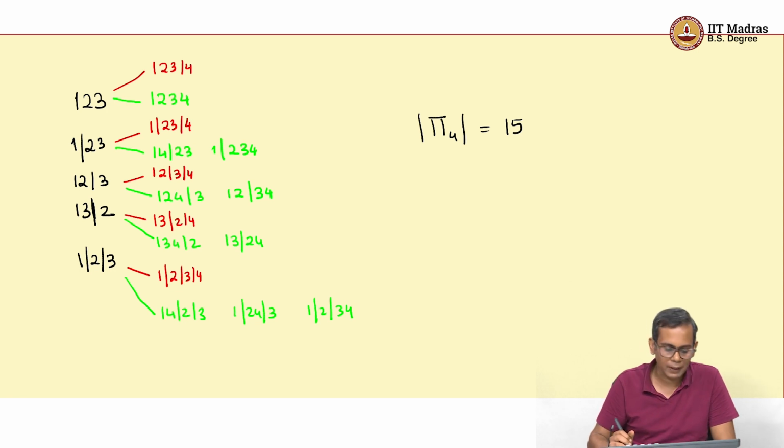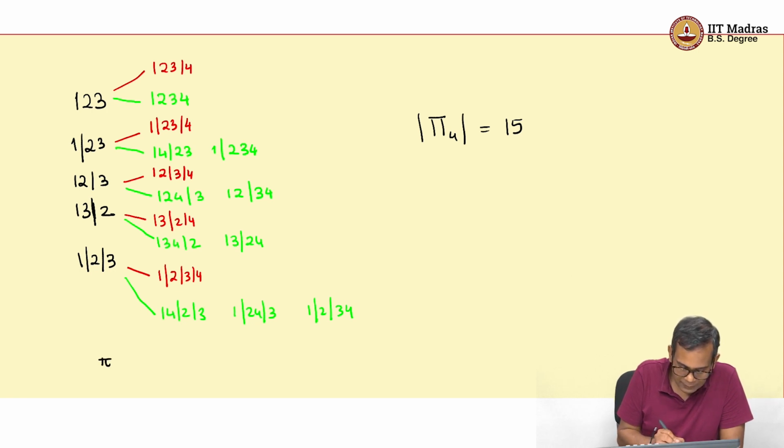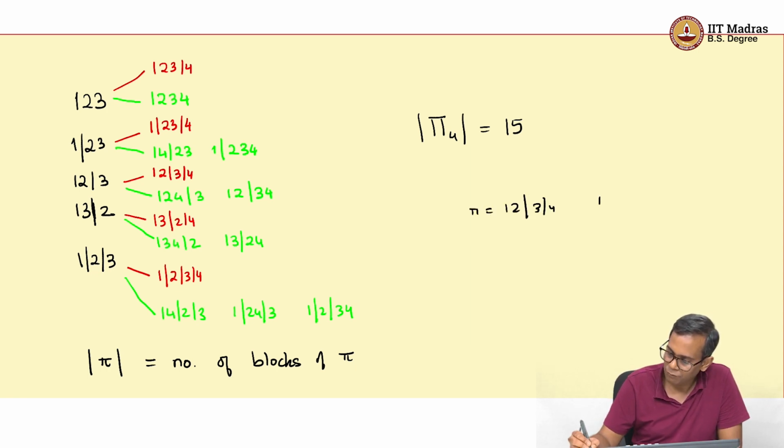So, now given a set partition, I have 2 things that I want to talk about notationally. So, if pi is a set partition, I will denote by absolute value of pi the number of blocks of pi. So, for example, in the set partition here 1, 2, 3, 4, what do I have? This is 3. The number of blocks of pi is 3.